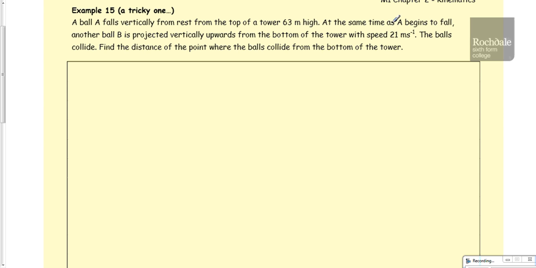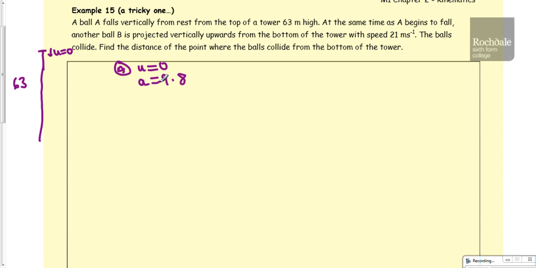If we read the question, it says a ball's falling vertically from rest from the top of a tower 63 meters high. Okay. So the whole tower is 63 meters. Now, A is falling from the top. The fact it falls from rest is given to us in the question. So for particle A, we know that u is 0. It's going downwards, so the acceleration due to gravity will be positive.